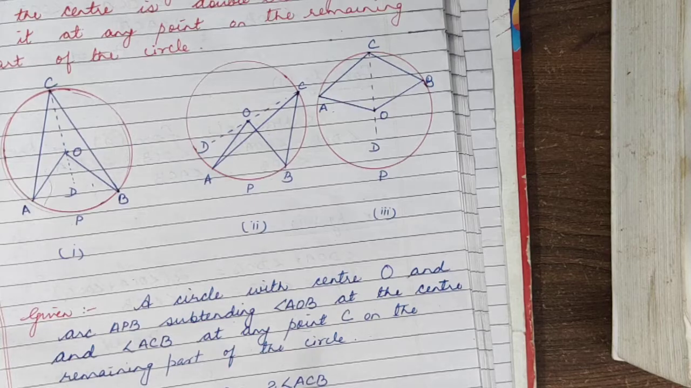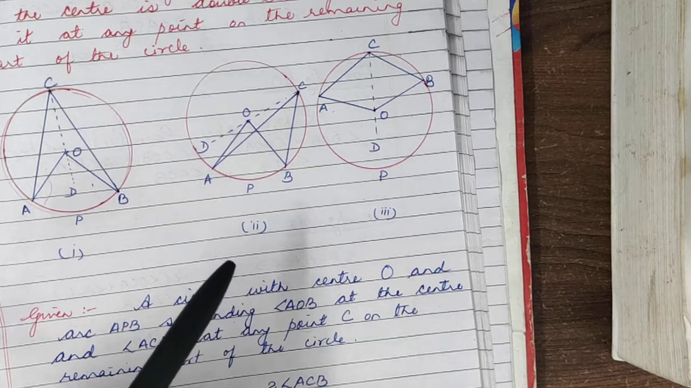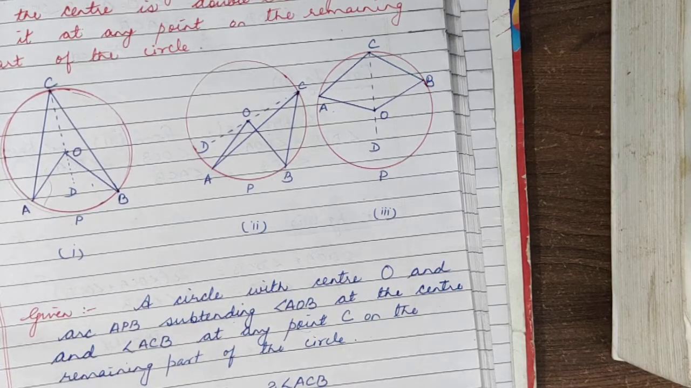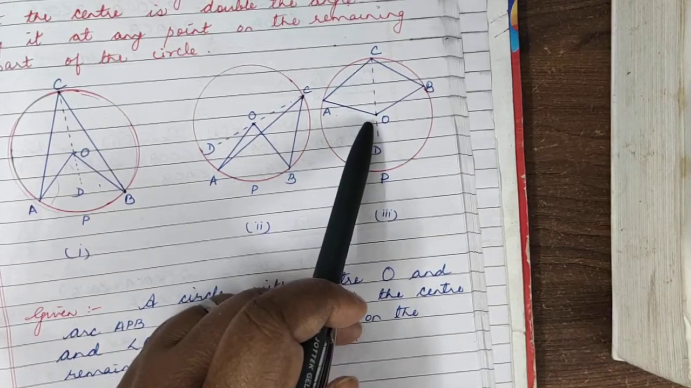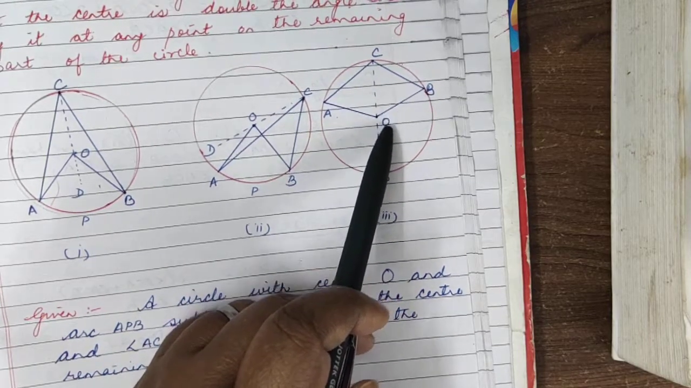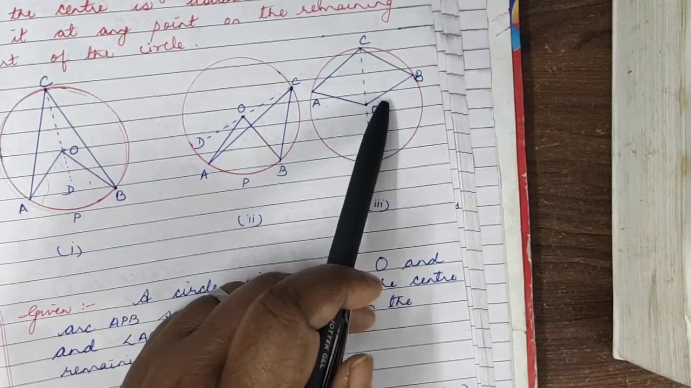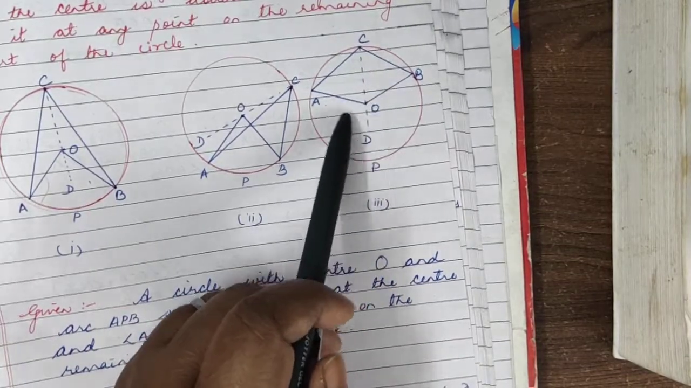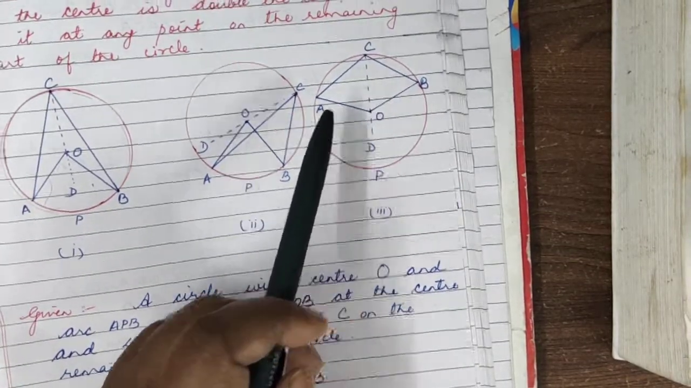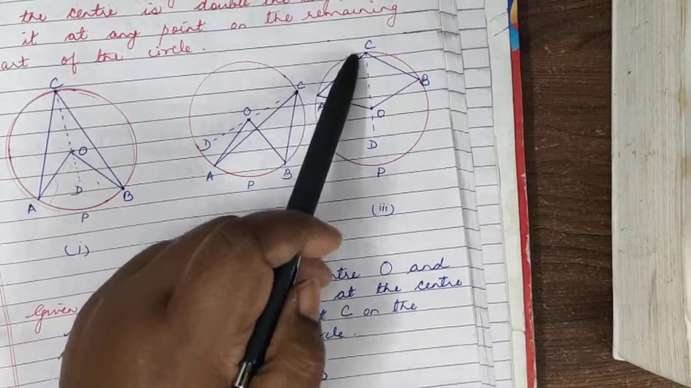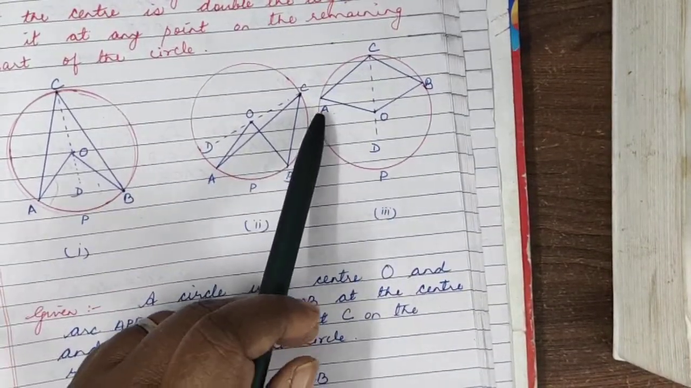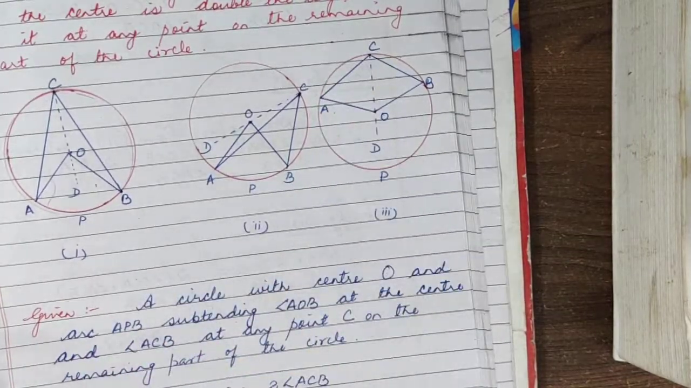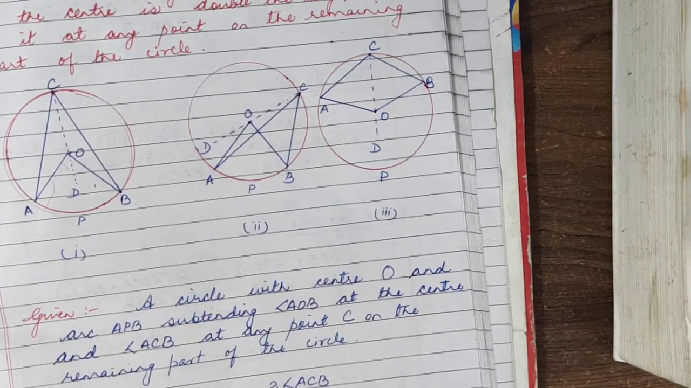For proving the third part, we will add angle DOA and angle DOB. Now what does angle DOA and angle DOB become? It becomes reflex angle AOB. That is equal to twice angle OCA plus twice angle OCB. That is equal to twice angle ACB. Hence proved.